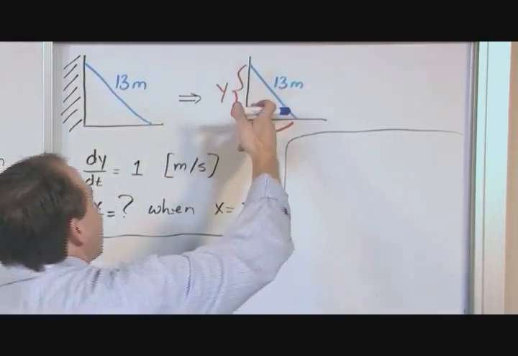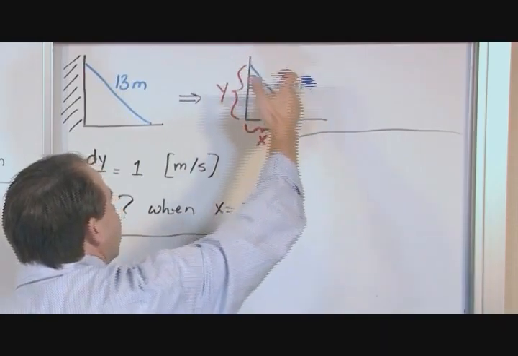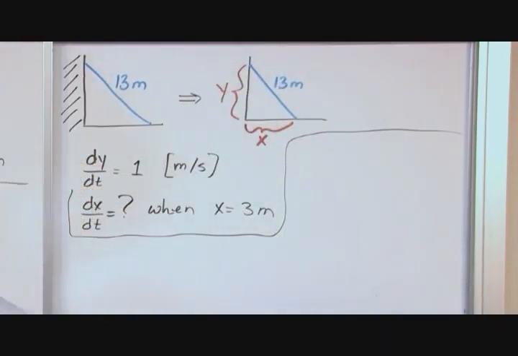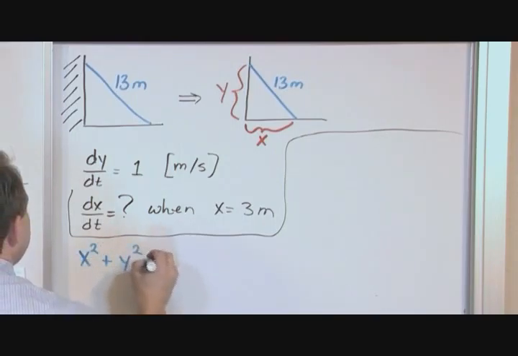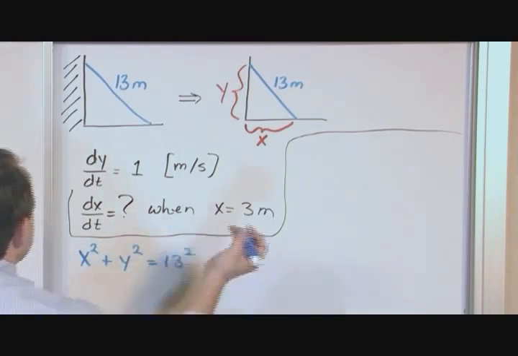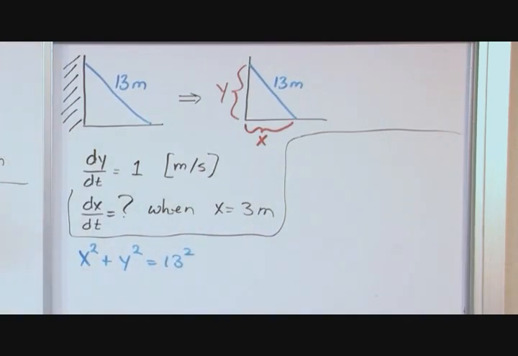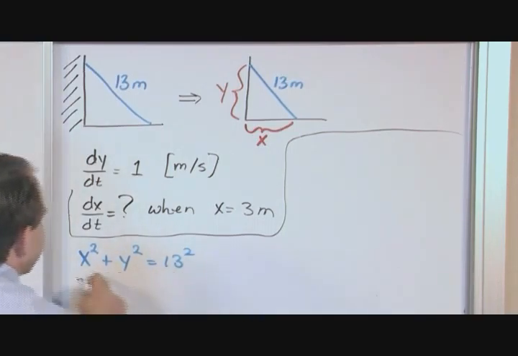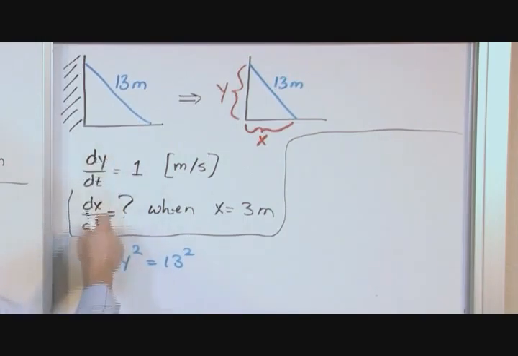So look, you have a right triangle here, and we know the hypotenuse, right? It's 13 meters. So what you really have is x squared plus y squared is equal to 13 squared. This is just the Pythagorean theorem, right? This is an equation that relates x and y together, without any problem. So what we need to do is take the derivative of this equation, because then we'll have derivatives of x and y, which we actually know the values for.